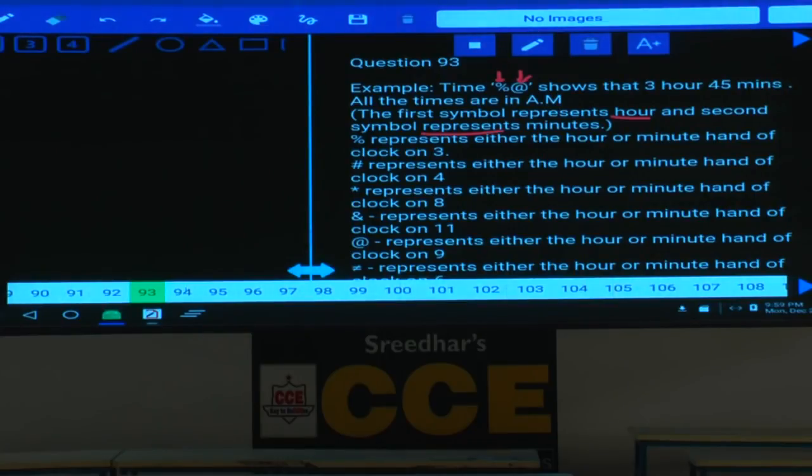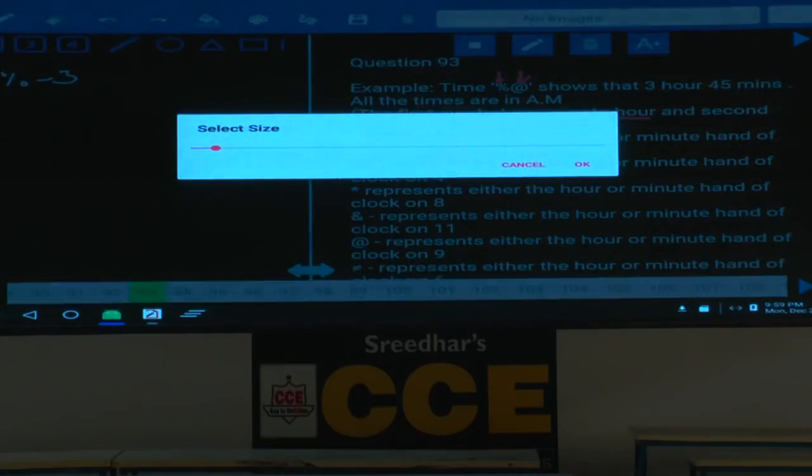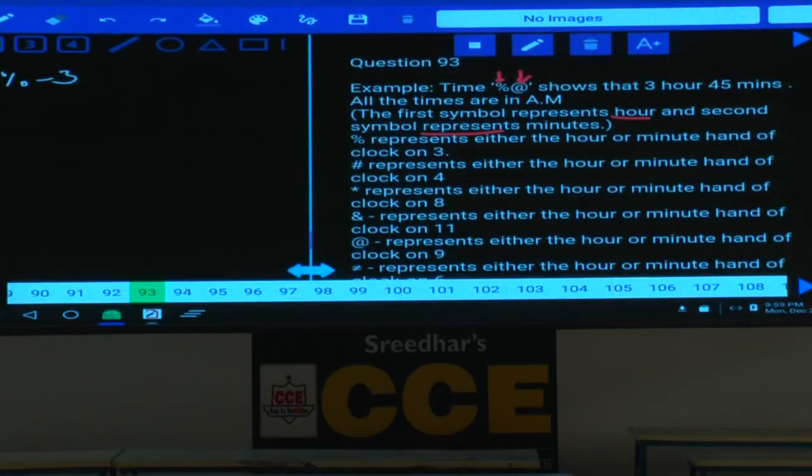Now percentage represents either the hour hand or the minute hand of a clock is on 3. Now percentage stands for what? The hour hand or the minute hand is at 3. Percentage stands for either the minute hand or the hour hand is at 3.